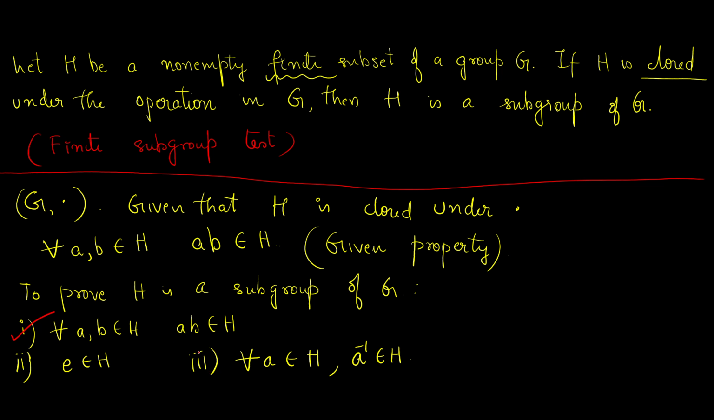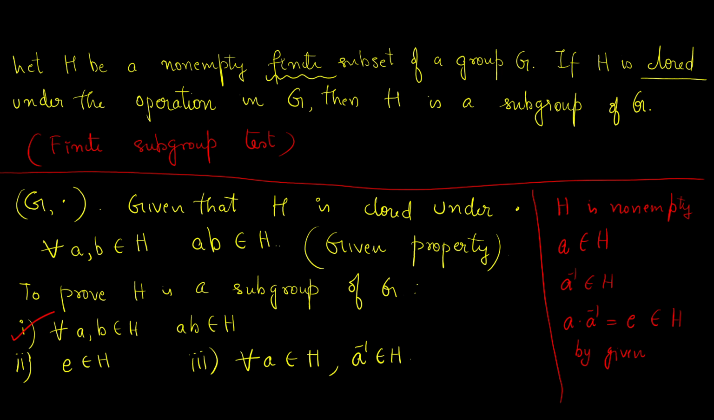We have to focus on 2 and 3. Now, we will focus more on 3. Why? Because H is non-empty, so at least one element is there. Call it a. Let a be in H. If we show that a inverse is also in H, then by the given property, their product a dot a inverse, which is nothing but the identity element, must also be in H. Given any two elements in H, their product ab will also be in H. So, if we prove 3, then 2 will follow. So, our focus will be on 3.